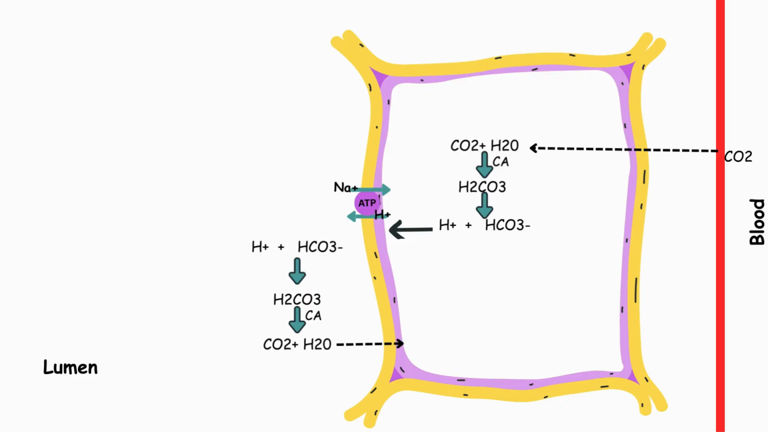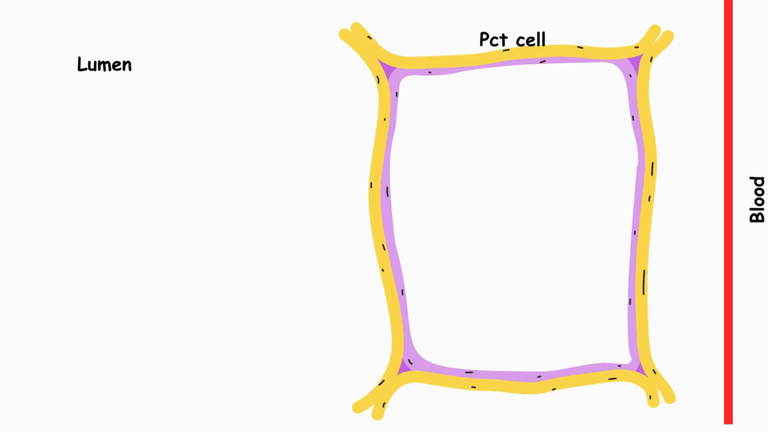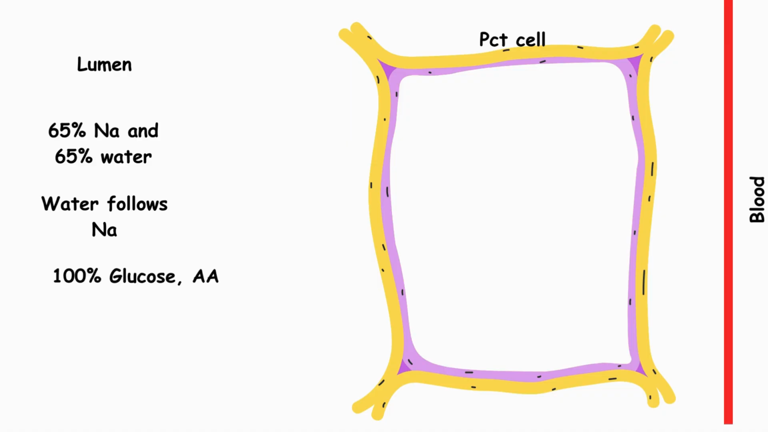90% of bicarbonate will be reabsorbed. 65% of sodium is absorbed in this area, as water tends to follow sodium. 65% of water will be reabsorbed. 100% of glucose, amino acids and other solutes are reabsorbed. Magnesium, potassium, and calcium are absorbed through the paracellular spaces between cells. Lipids diffuse passively through the phospholipid bilayer.